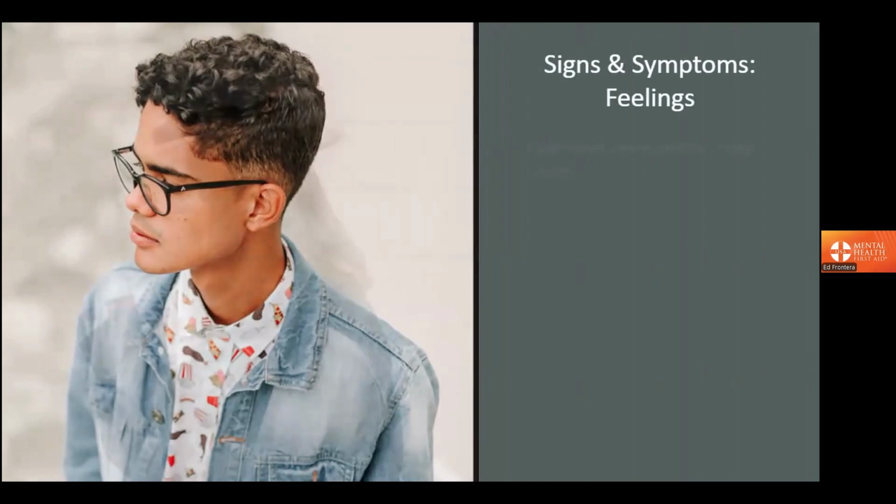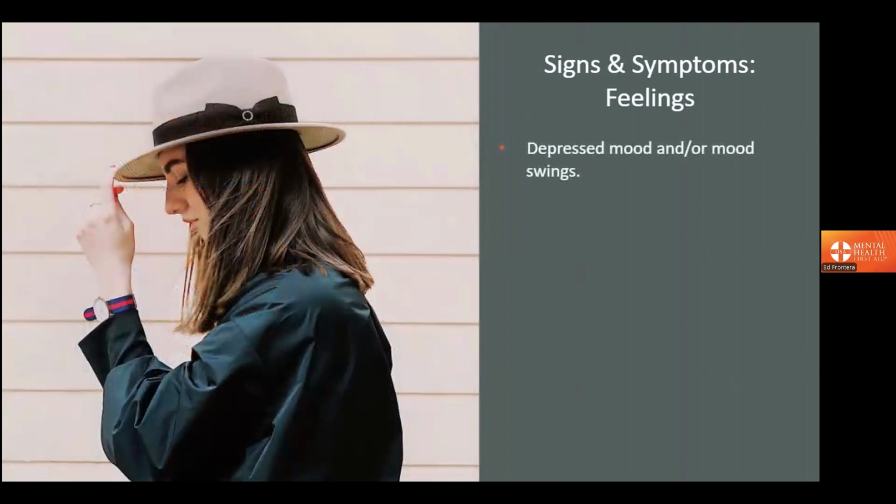Like thoughts, feelings are not observable. You may notice a change in behaviors, such as sullenness or angry outbursts, but a youth will have to tell you what they are feeling. This is a list of common signs that may indicate a youth is experiencing symptoms of a mental health or substance use disorder. Depressed mood and or mood swings. Unrealistic or excessive anxiety or guilt.